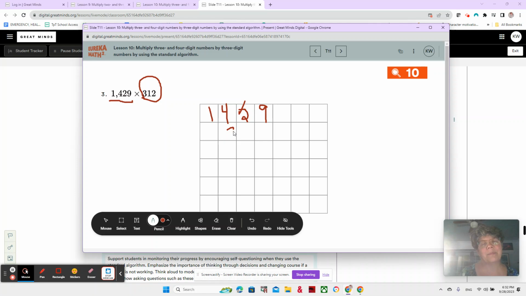1,429 times 312. Now we are really focusing on the standard algorithm. Could you use the area model to check it? Could you use estimation to check it, right? Could you do a couple things to check your work? That would be awesome.